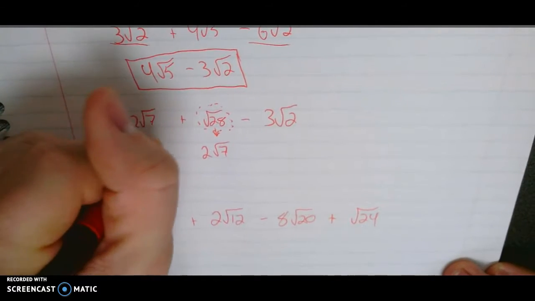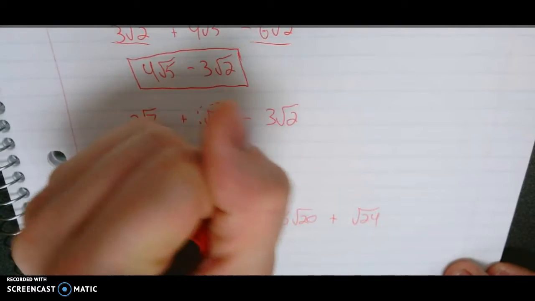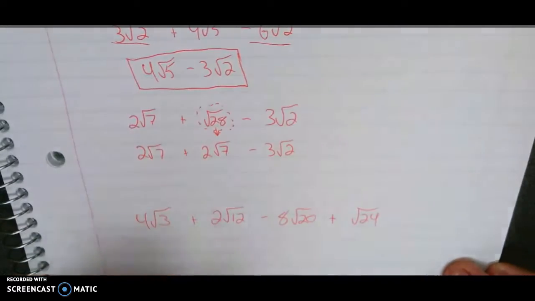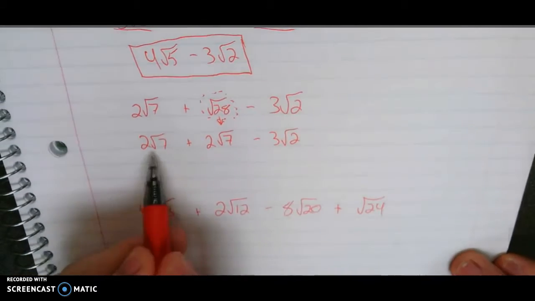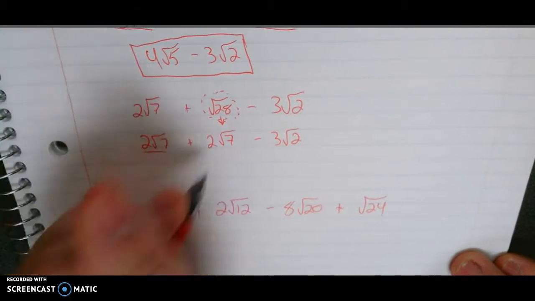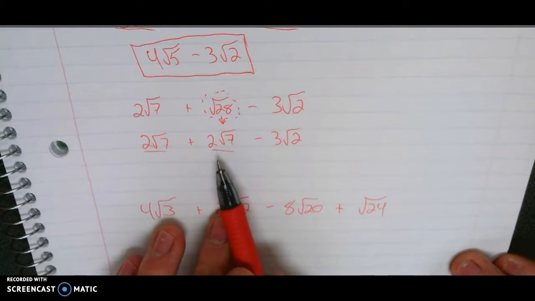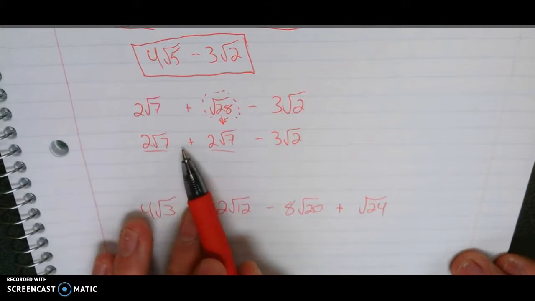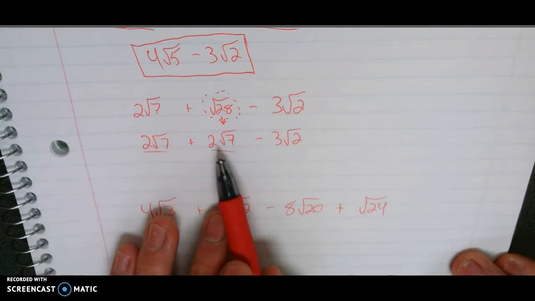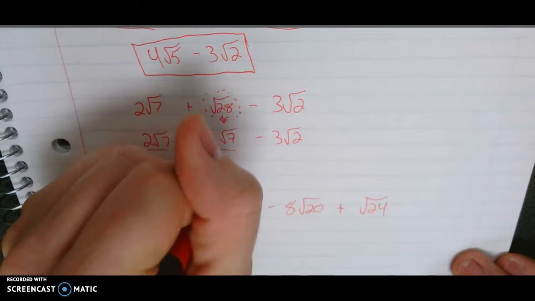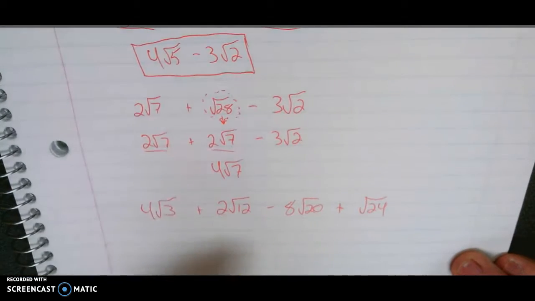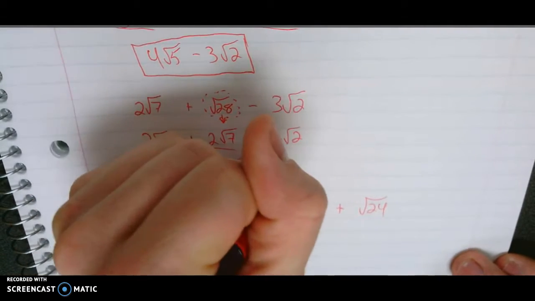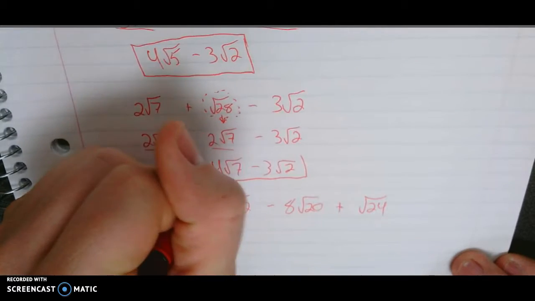So now I've got 2 rad 7 plus another 2 rad 7 minus 3 rad 2. Since these have the same radical component attached, the 2 rad 7 and the other 2 rad 7, I can add my coefficients together. So if I have 2 rad 7s here plus 2 more rad 7s, I would result with 4 rad 7, and then minus 3 rad 2. There were no like terms for that to combine with.